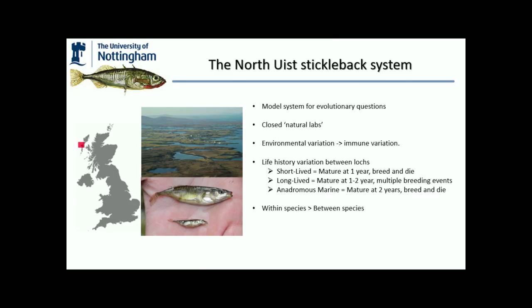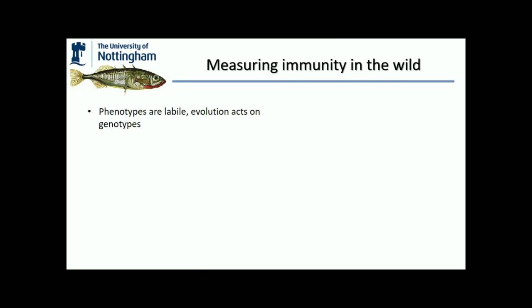One of the nice things about doing this is that we can look at these associations within a species, so we can control for things like unknown evolutionary history. Something else that's nice is that because radiations of stickleback tend to show parallelism across the northern hemisphere, things that we find in this system we can actually look for in other systems around the northern hemisphere.